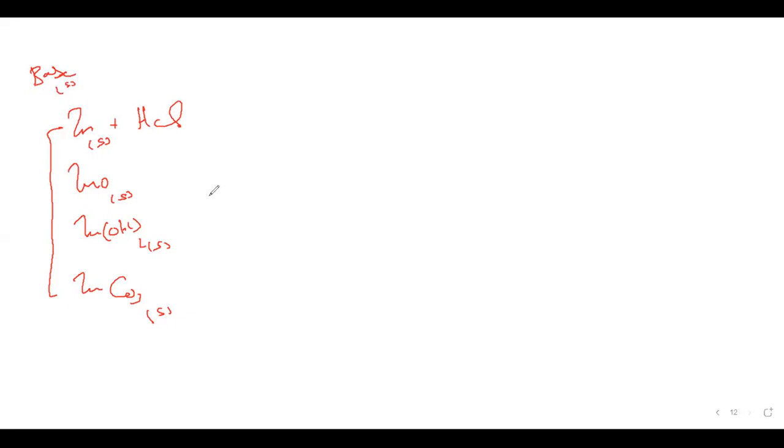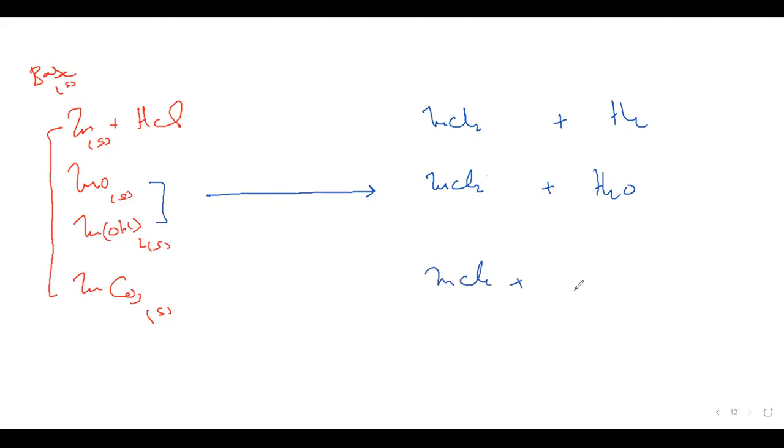In case of reacting with metal, it will produce salt and hydrogen. Metal oxide or hydroxide will produce salt and water. In case of metal carbonate, it will produce salt, water, and carbon dioxide.